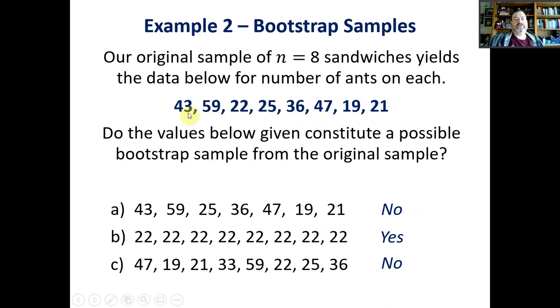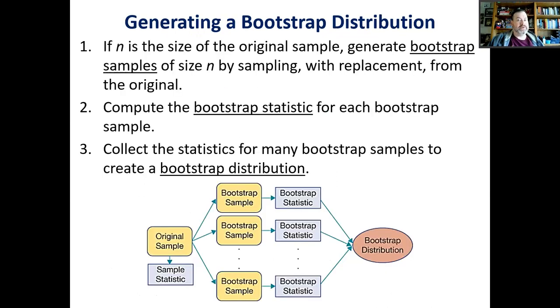So as long as we're randomly selecting from these numbers and getting 8 new values that are combinations of these, then we've created Bootstrap samples. And once that happens, you create that Bootstrap distribution by taking the sample means. The Bootstrap statistic is a sample mean. In this case, it's a mean, but it could be a proportion.